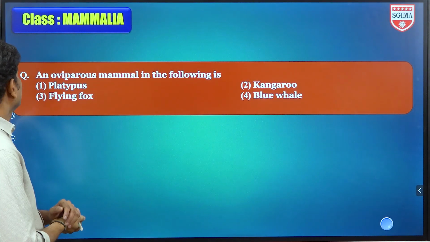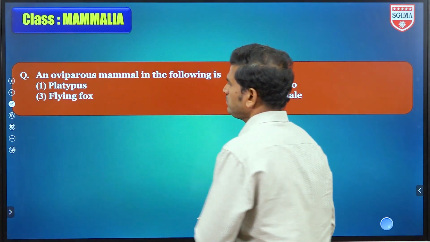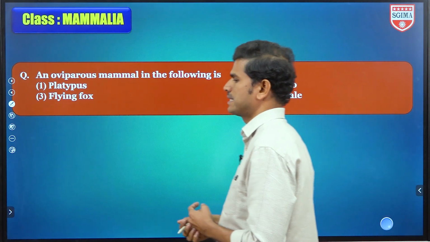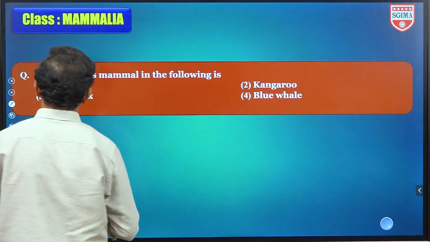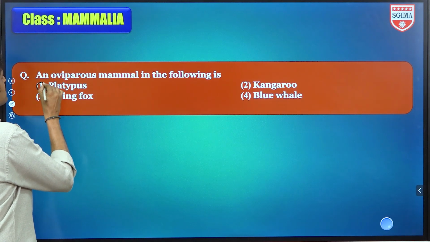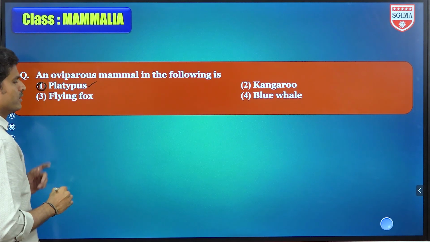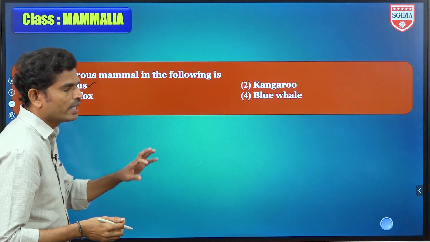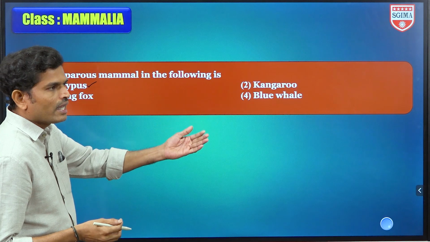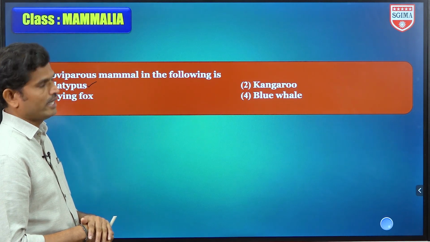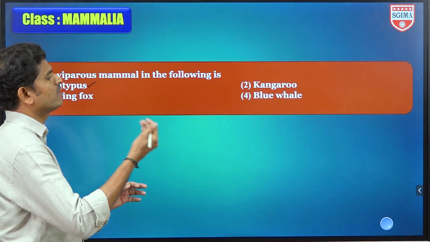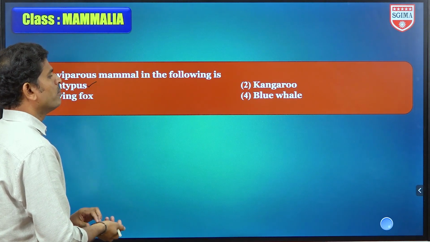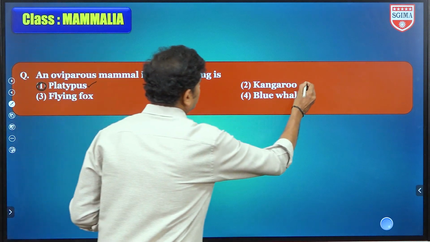Next one. Yes, see the question. An oviparous mammal in the following is. Oviparous mammal, we discussed just now, right? Yes, this is the platypus, duckbill platypus. This is the only correct one. Kangaroo is not oviparous, but it gives birth to immature young ones. Those young ones mature outside the body in the brood pouch, that is the marsupium. So this is wrong.